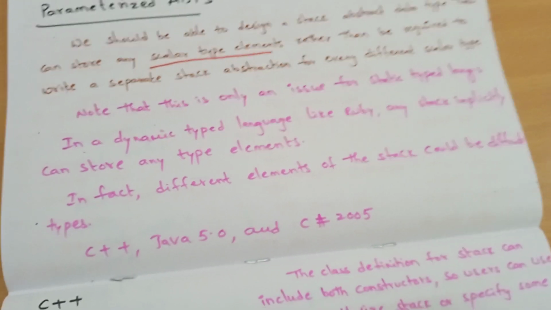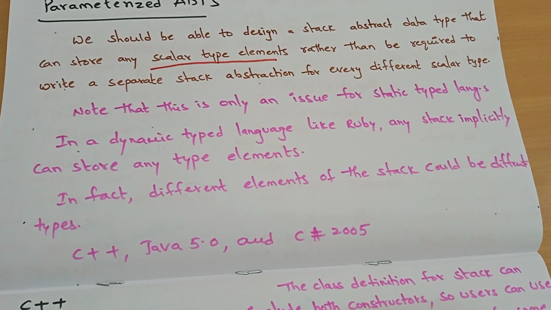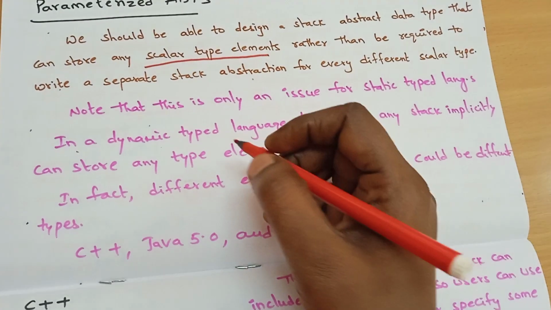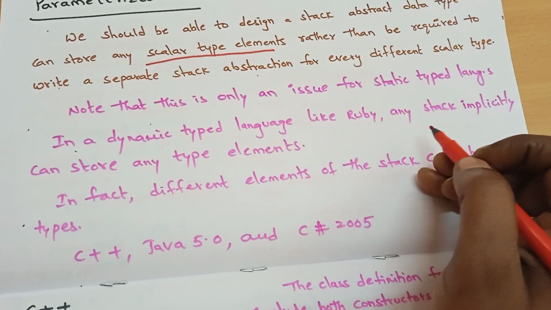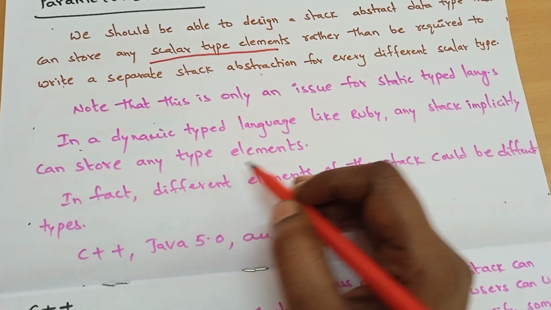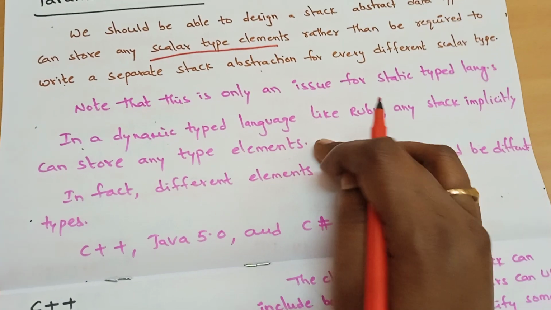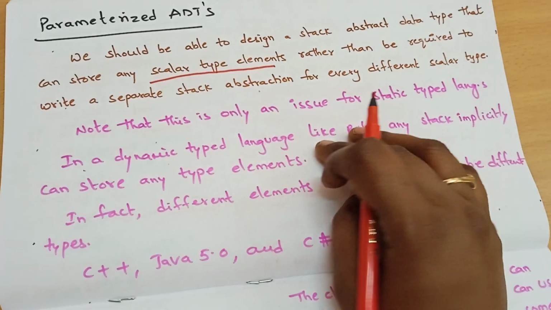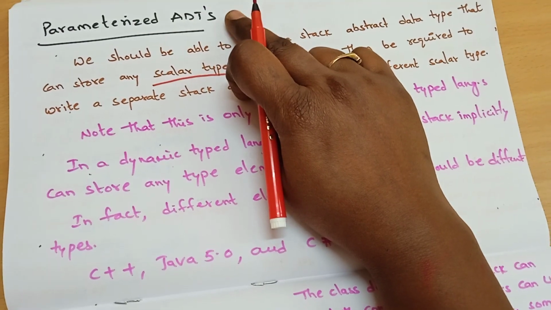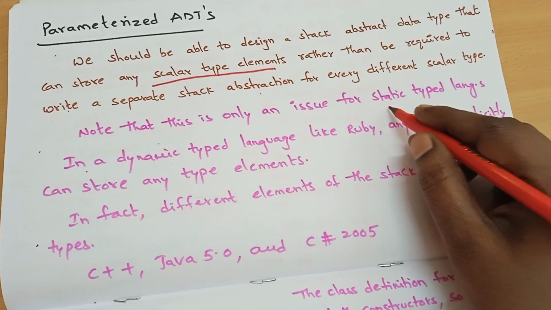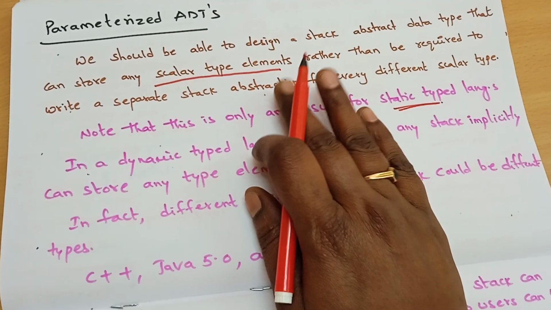We discussed in the second unit, in those videos, what static typed languages and dynamic typed languages are. Dynamic typed languages like Ruby, any stack implicitly can store any type of elements. So we need not separately pass any parameter and call it a parameterized ADT. The point you have to understand is that parameterized ADTs are supported only in static typed languages. No dynamic typed language will support parameterized ADTs.